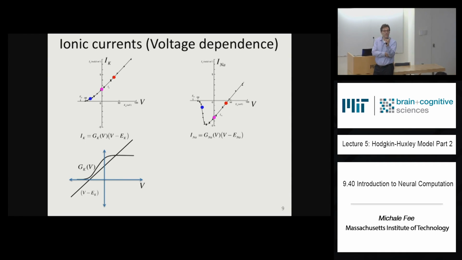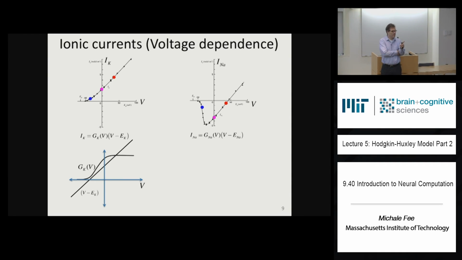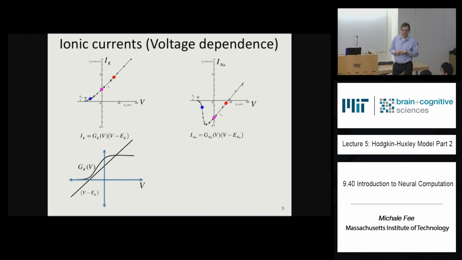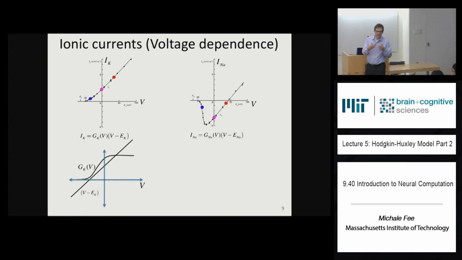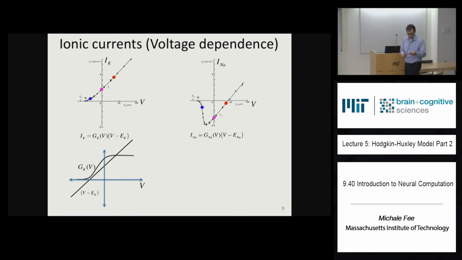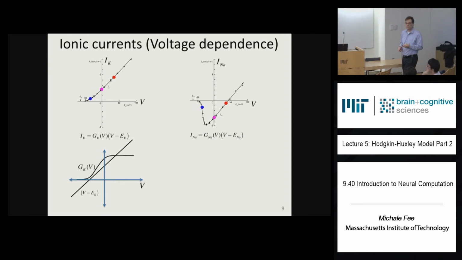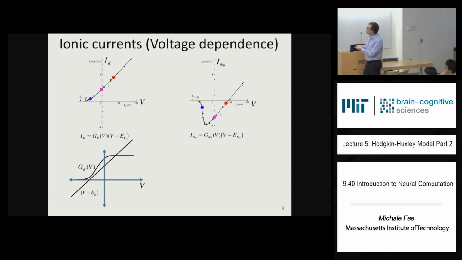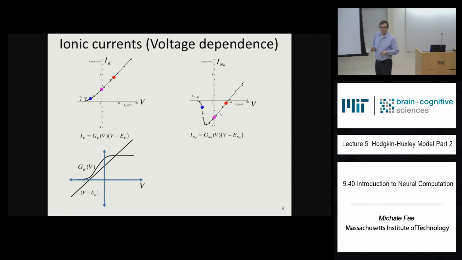Yeah? Good question. Any other? There was another hand up here. Yeah. I was wondering about notation. So it's GK of V. It's not like GK times V, right? No, it's GK as a function of V. Yeah, that's the notation is sometimes a little bit confusing. You kind of have to read it out of the context. Okay, any other questions?